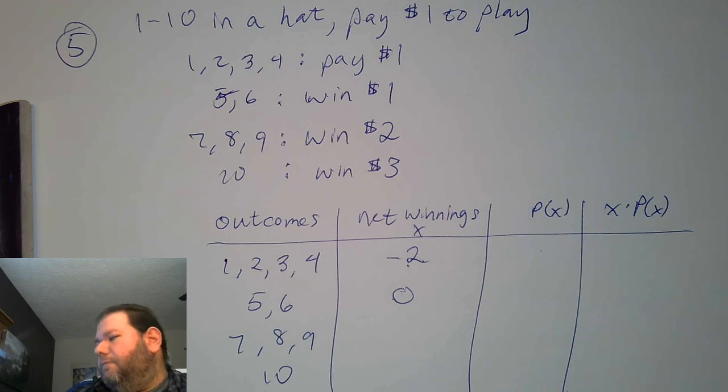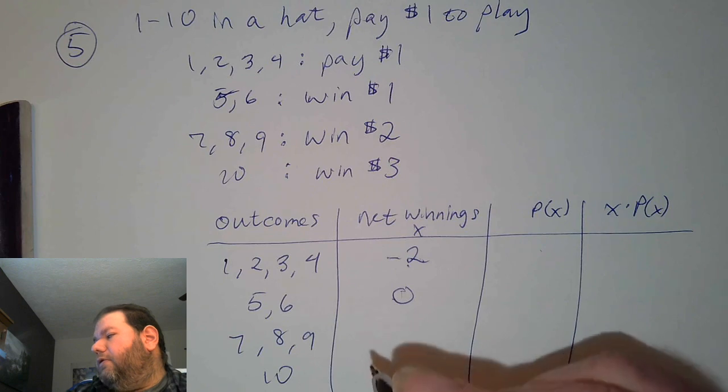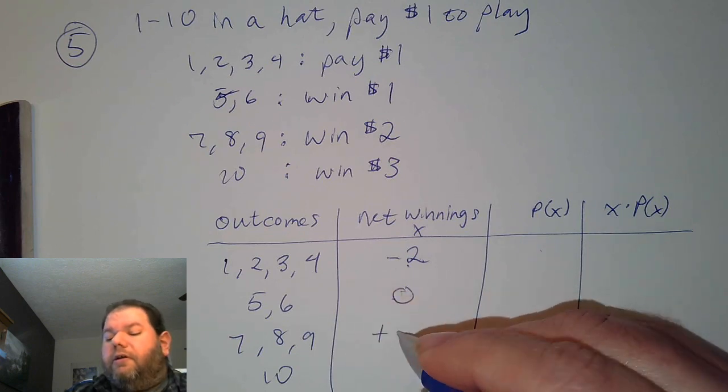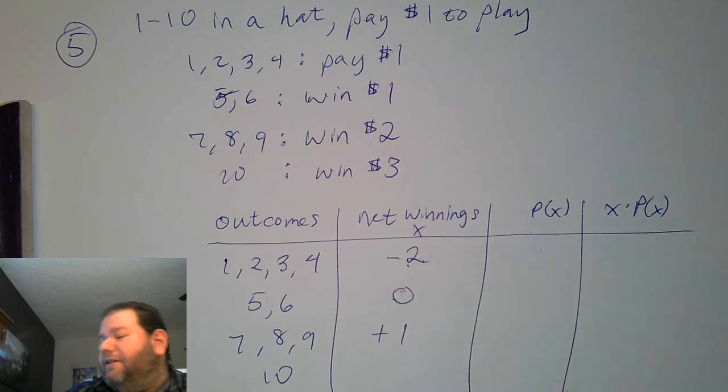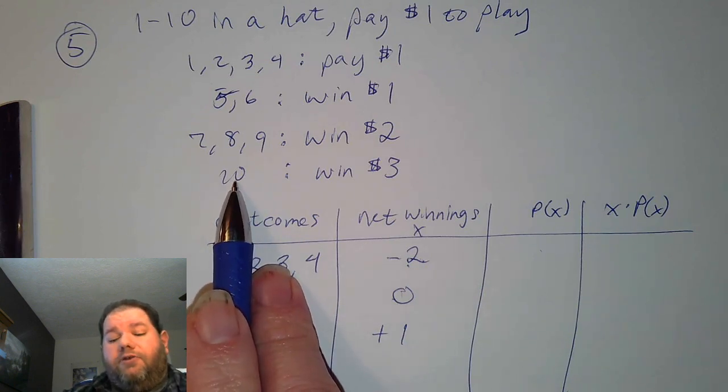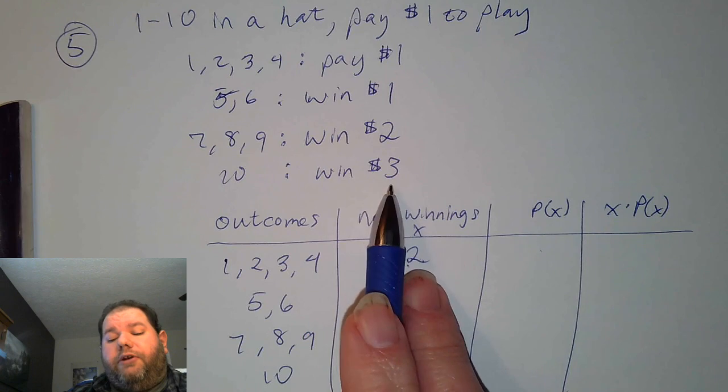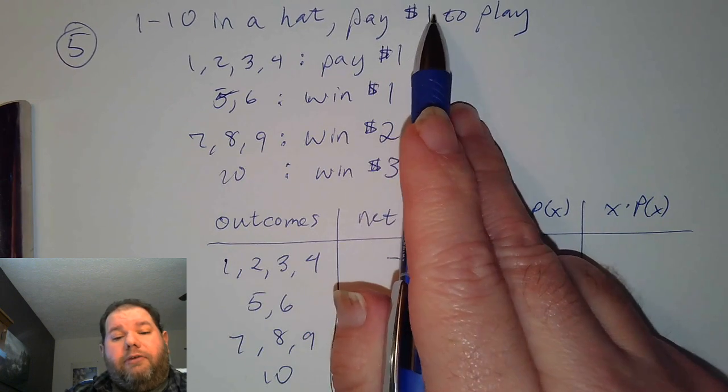+1. So we got an extra $1, yeah. Finally, we've won something. And that's how you know it's probably not a fair game, is that very few of the outcomes result in a positive outcome. So, and if we happen to choose the 10, we'll be given $3, but that includes the $1 that we paid up front.